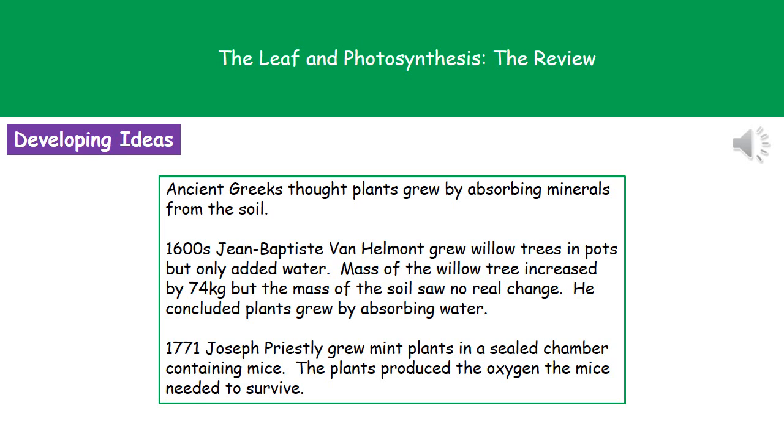Then jump forward another 100 and a bit years and we come to 1771 and Joseph Priestley. He carried out another experiment with mint plants and mice. He had a chamber with mice in it, completely sealed, and no surprise, the mice died, because obviously they ran out of oxygen. Then he worked out that if you put mint plants into that chamber, again with the mice, and seal it all up, then the mice would survive that little bit longer, because the plants produced oxygen for them. So his idea was that plants produced oxygen, because the mice he put in there with them survived longer than the ones that were just in a sealed chamber with no plants.